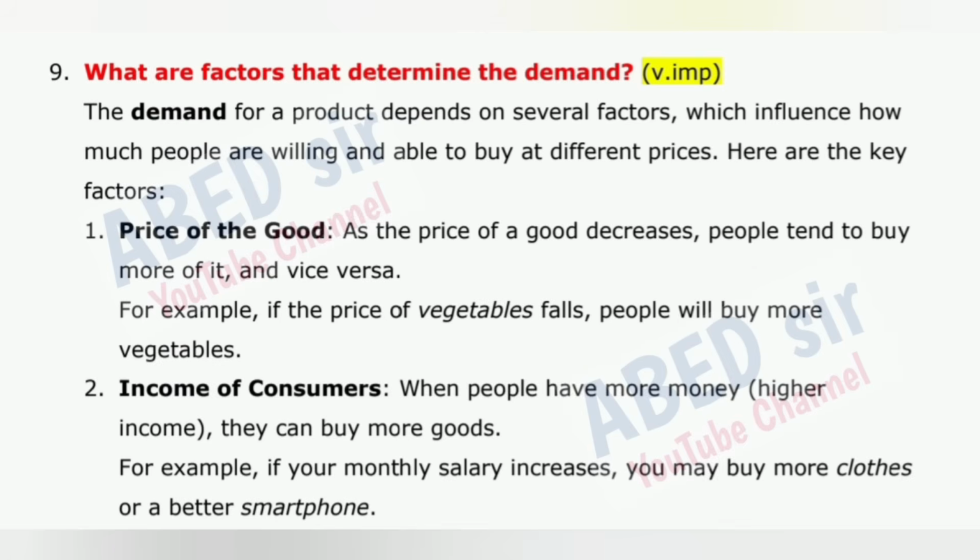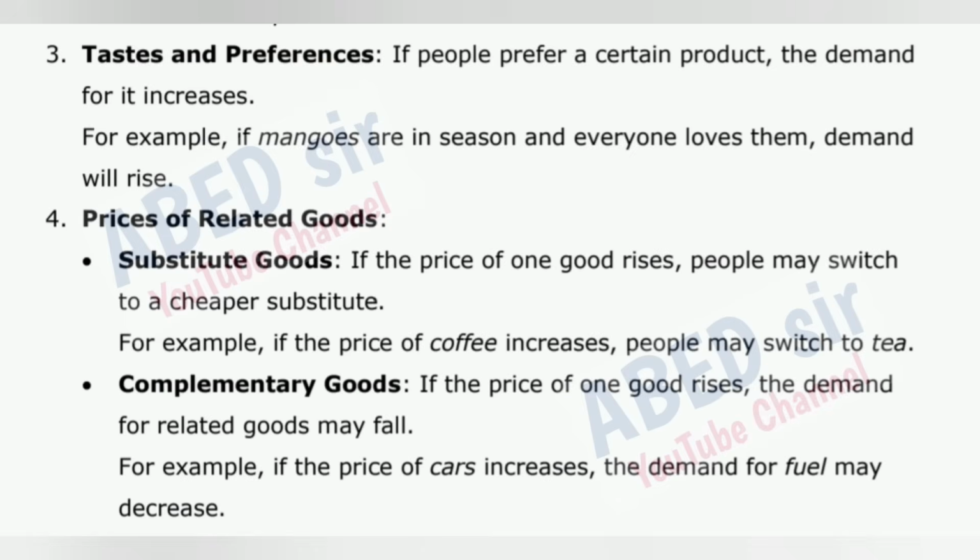When people have more money, higher income, they can buy more goods. For example, if your monthly salary increases, you may buy more clothes or a better smartphone. 3. Tastes and preferences. If people prefer a certain product, the demand for it increases. For example, if mangoes are in season and everyone loves them, demand will rise.